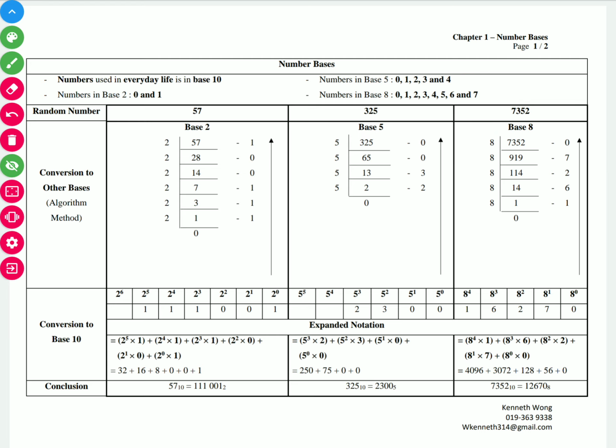Now, if we look at this part, conversion to other bases, this is what we call the algorithm method. What we do is we continually divide by that number we call a base. It's going to come out as some kind of weird computer thing, like what you see in the movies. What you normally see in the movies is what we call base 2. That's what computers understand. They're called binary numbers.